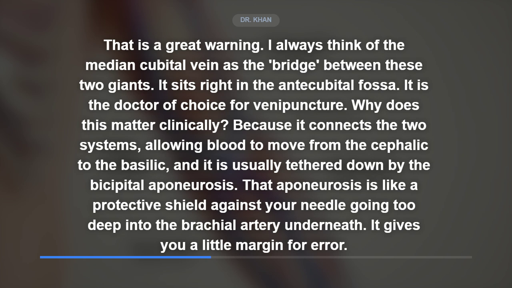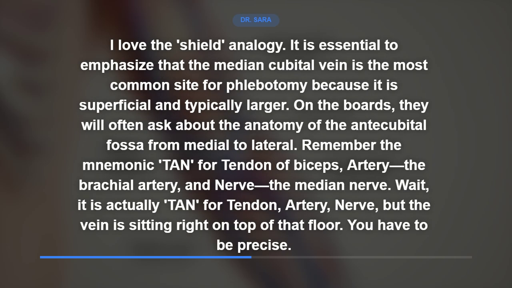I always think of the median cubital vein as the bridge between these two giants. It sits right in the antecubital fossa. It is the vein of choice for venipuncture. Why does this matter clinically? Because it connects the two systems, allowing blood to move from the cephalic to the basilic, and it is usually tethered down by the bicipital aponeurosis. That aponeurosis is like a protective shield against your needle going too deep into the brachial artery underneath. It gives you a little margin for error.